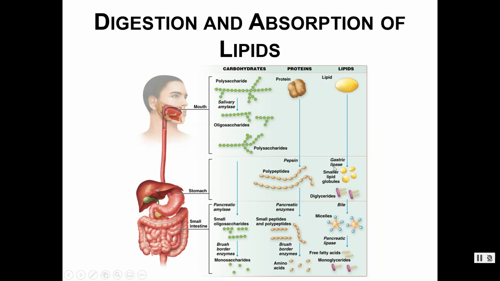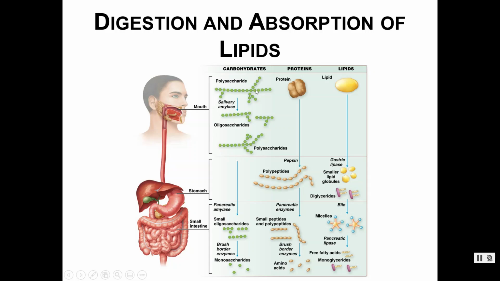Alright, so we did lipids. Proteins, we talked about, not really going to start until we get to the stomach. We add things like pepsin. We're chopping up our polypeptide chain. We add the pancreatic enzymes in the small intestine. We're going to keep chopping everybody up until we get to those amino acids.